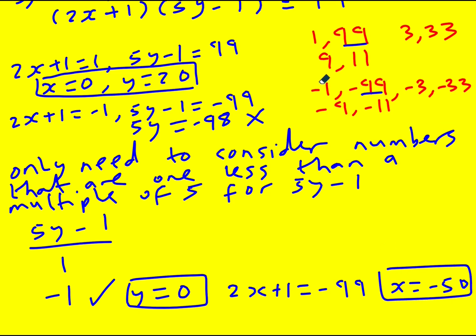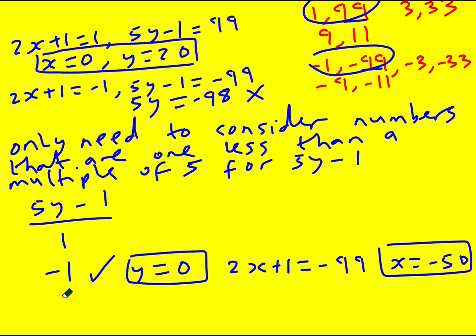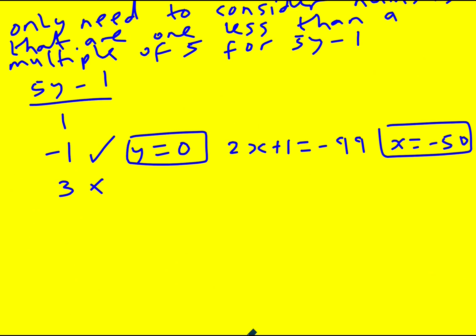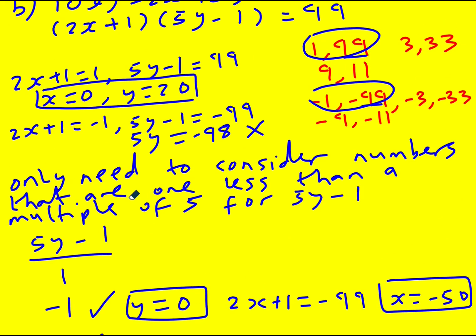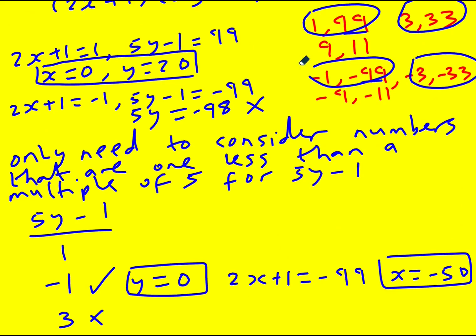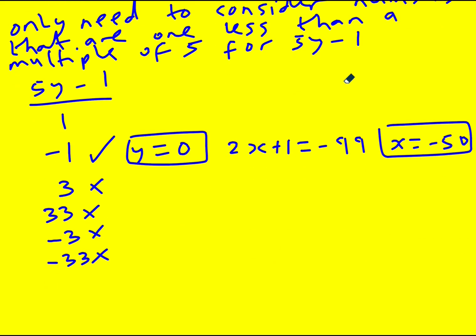Okay, so I've dealt with this and this. Right, 3. That is not one less than a multiple of 5, nor is 33, nor is minus 3, nor is minus 33. So I don't even need to look at the x values for that. Okay, no solutions are found from these. Then I'm just left with 9 and 11.